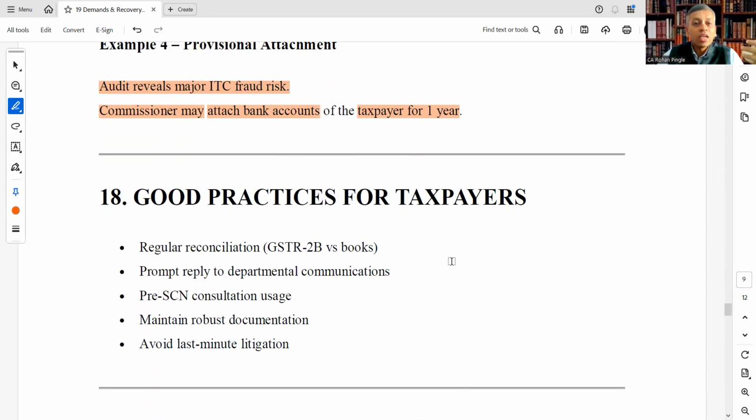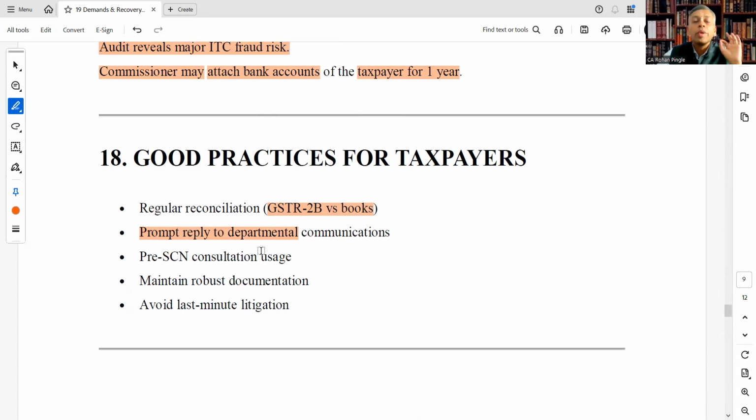Now we will see good practices for taxpayers. That is regular reconciliation, GSTR 2B versus books. Prompt reply to departmental communications means we need to reply to any communication received from the department, whether it is a notice, intimation, whatever it may be, immediately. Pre-show cause notice consultation usage, maintain robust documentation, and avoid last minute litigation. So these are the good practices that taxpayers must follow.